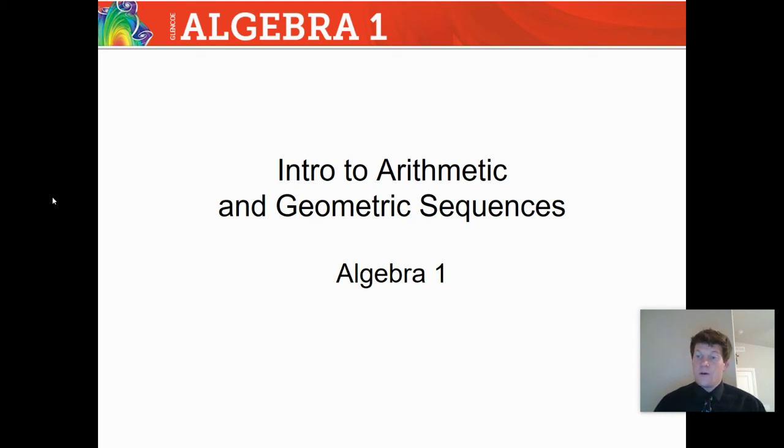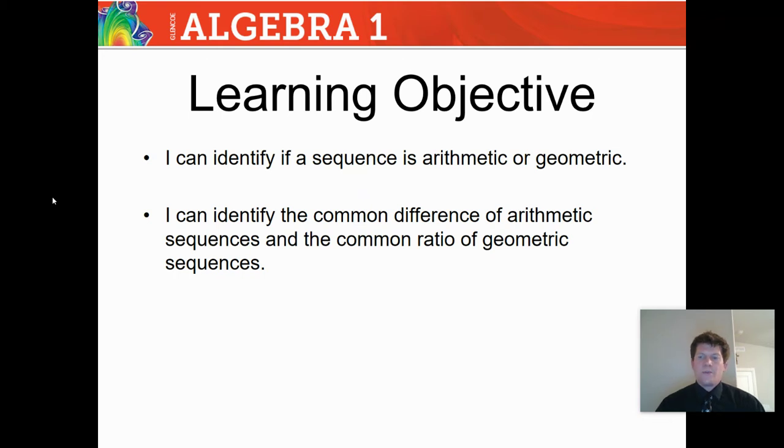So, first video of this semester, we're talking about Intro to Arithmetic and Geometric Sequences. Let's start with some learning objectives. First objective, we are going to identify whether sequences are arithmetic or geometric. And then after that, our second objective, we're going to identify the common difference of arithmetic sequences and then the common ratio of geometric sequences.